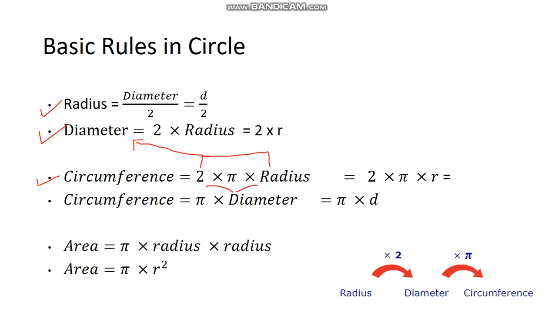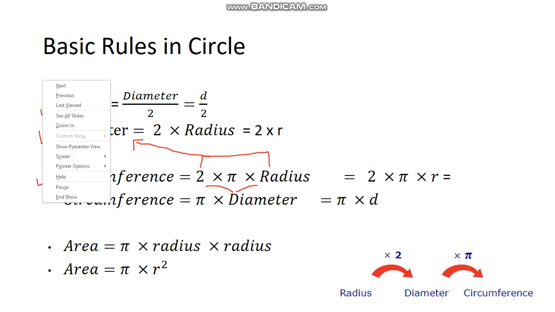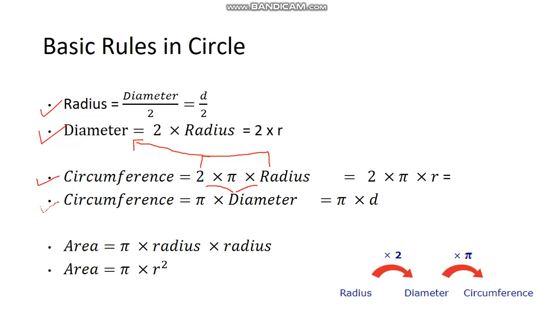So the two formulas for circumference are 2 multiplied by pi multiplied by r, or pi multiplied by diameter. And area is pi times radius times radius. Radius into radius means r squared, as we learned in the previous chapter. So when you multiply radius by 2, you get the diameter. When you multiply diameter by pi, you get the circumference.